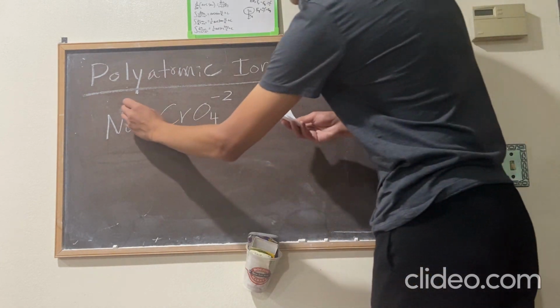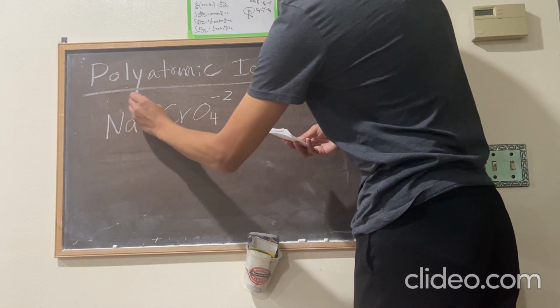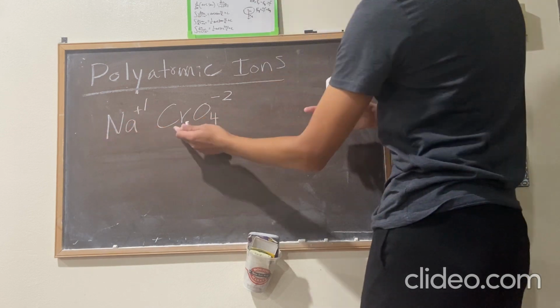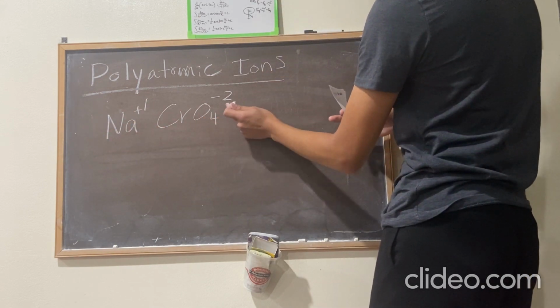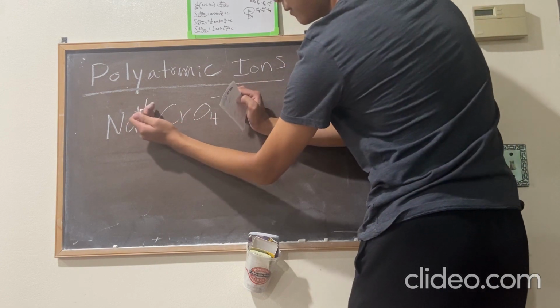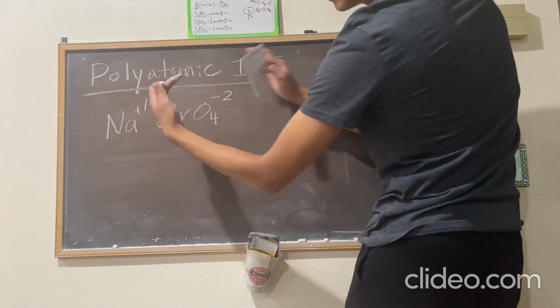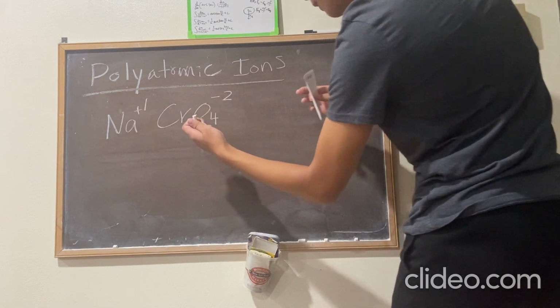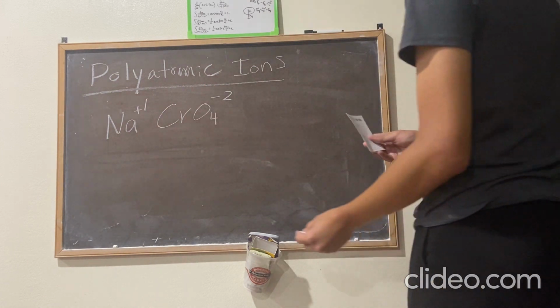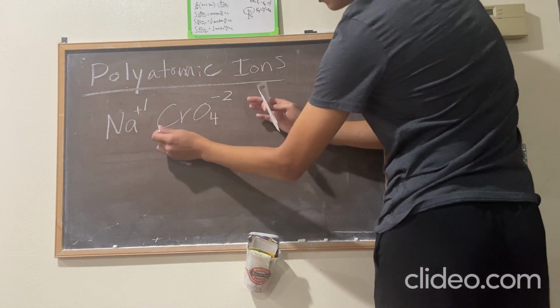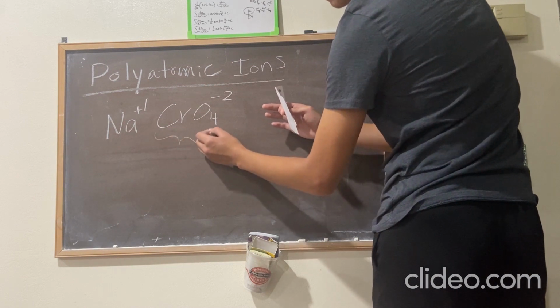So let's say we have Na, charge on Na is +1, and we want to bind it to CrO4, -2. This whole thing is one ion, because this whole thing is stuck together. Chromate, I believe that's what it's called. So what we do is, we treat the whole polyatomic ion. This is the polyatomic ion.